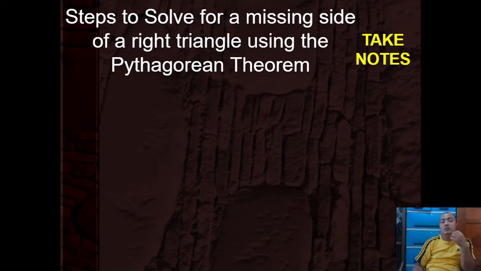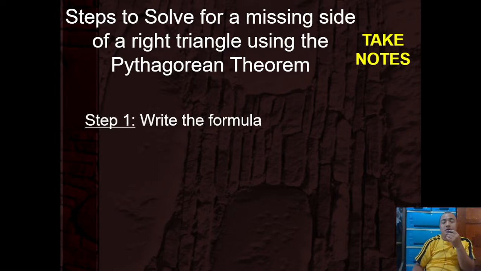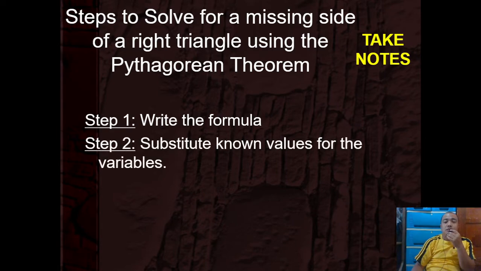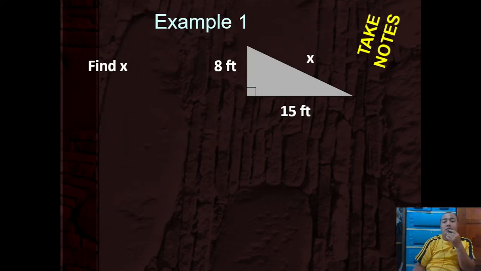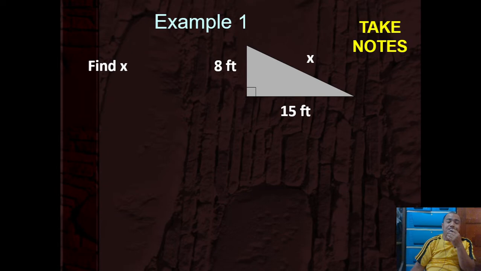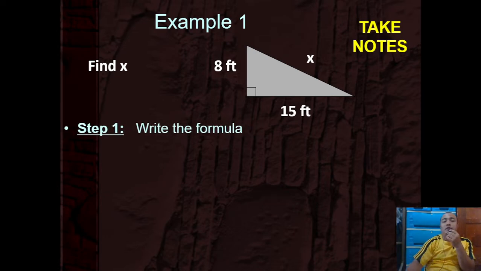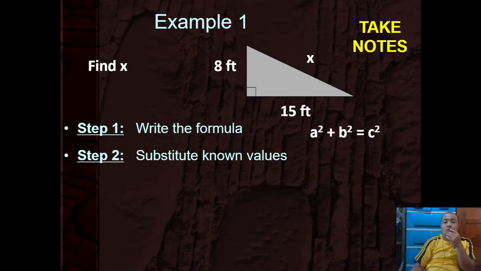Take notes. Steps to solve for the missing side of a right triangle using the Pythagorean theorem. Step 1, write the formula. Step 2, substitute known values for the variables. Step 3, solve the equation for the missing variable. Sample 1. In a right triangle whose legs are 8 feet and 15 feet, find the length of the hypotenuse x. Step 1, write the formula. A squared plus B squared equals C squared. That's the Pythagorean theorem.